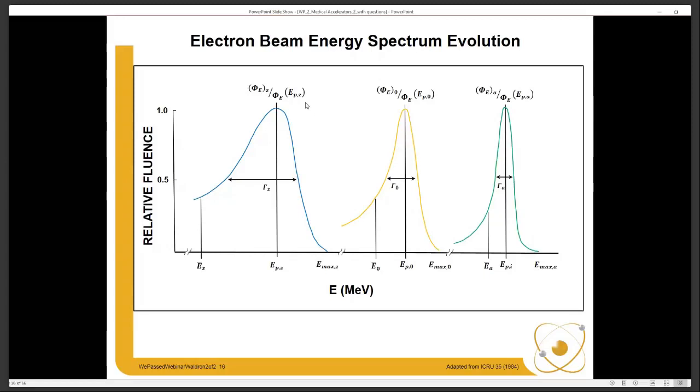And of course, over here on the left with this blue curve, now we're talking about EPZ, which is the most probable energy at depth, E-bar Z, the average energy at depth, E max at depth, and so on. The energy spread is considerably wider than either of the other two in terms of just energy width. So the electron energy spreads out very rapidly when it leaves the vacuum and travels through first air and then a medium such as water.